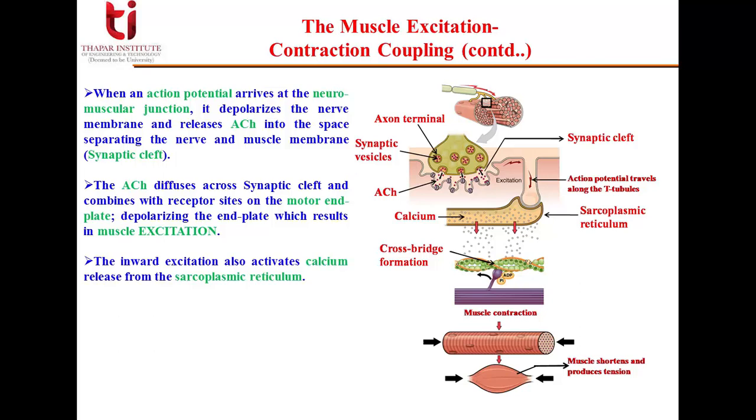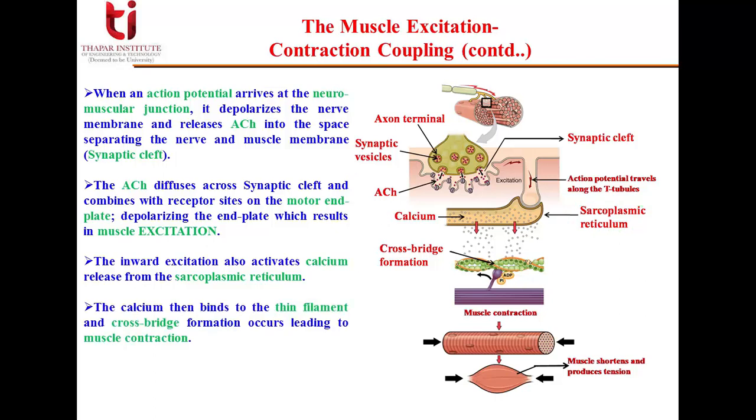The inward excitation also activates calcium released from the sarcoplasmic reticulum. The calcium then binds to the thin filament and cross-bridge formation occurs, leading to muscle contraction. This further shortens the muscle and produces tension.